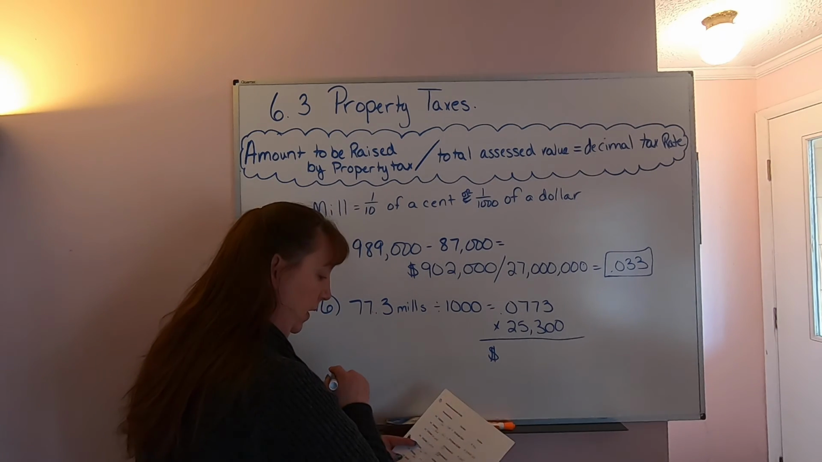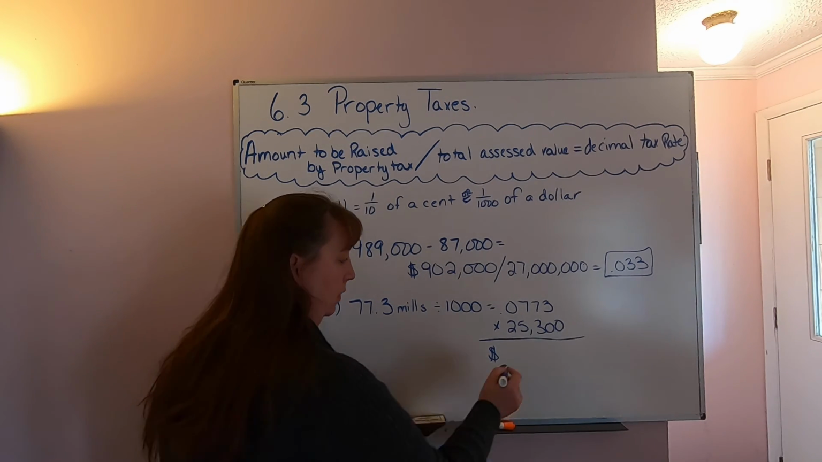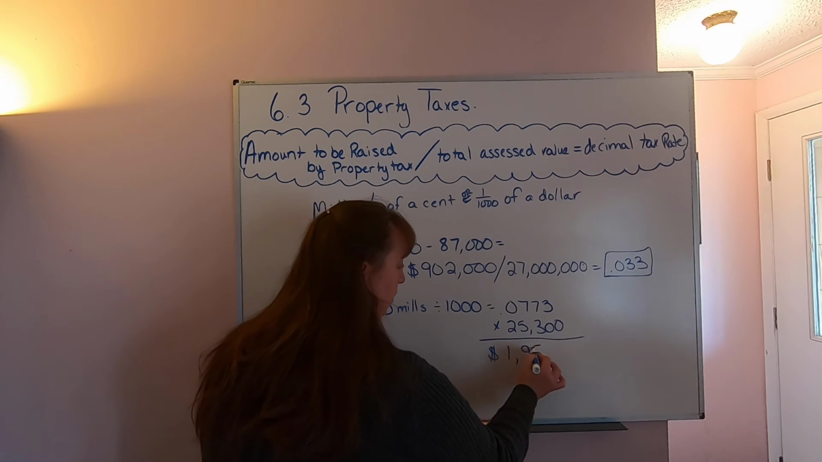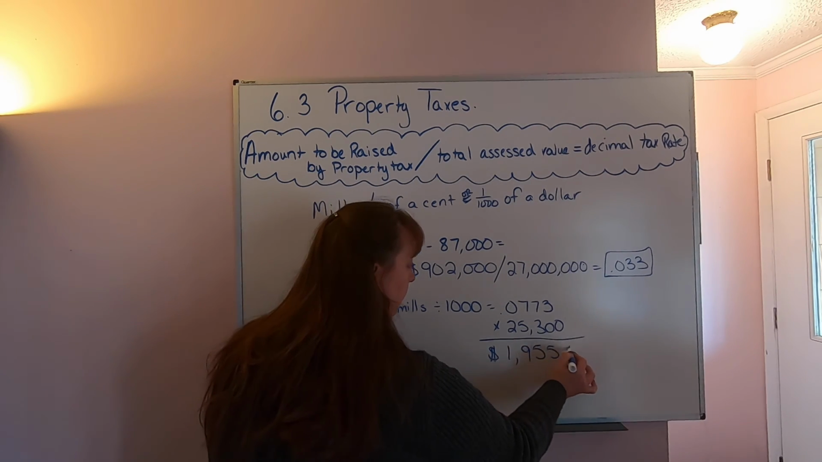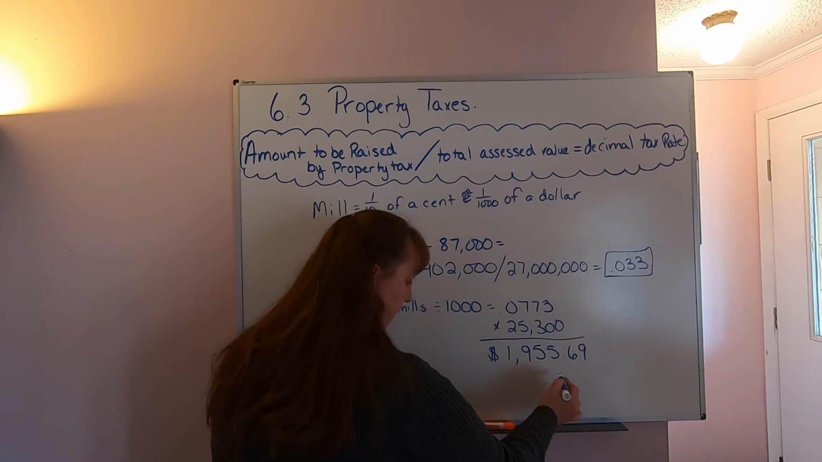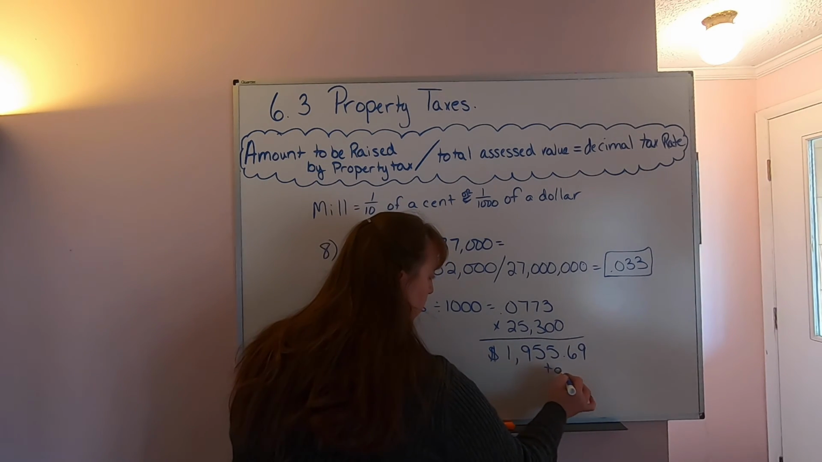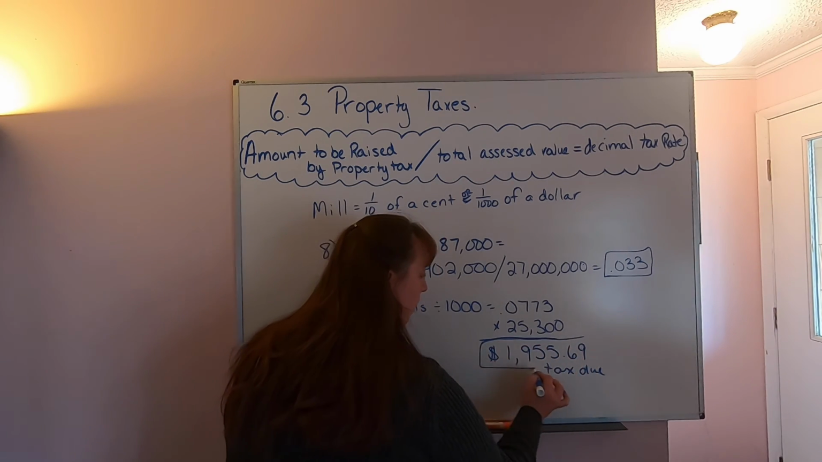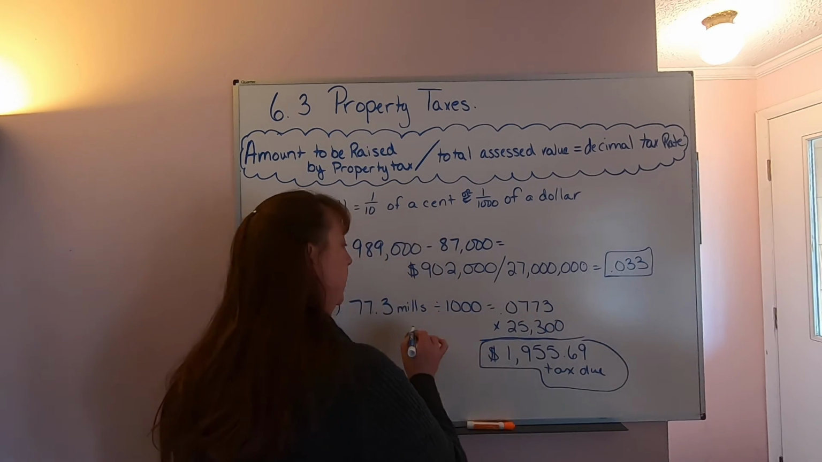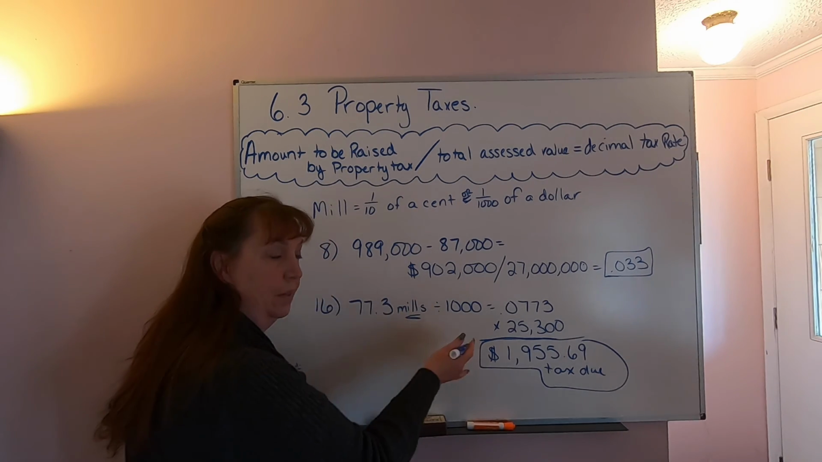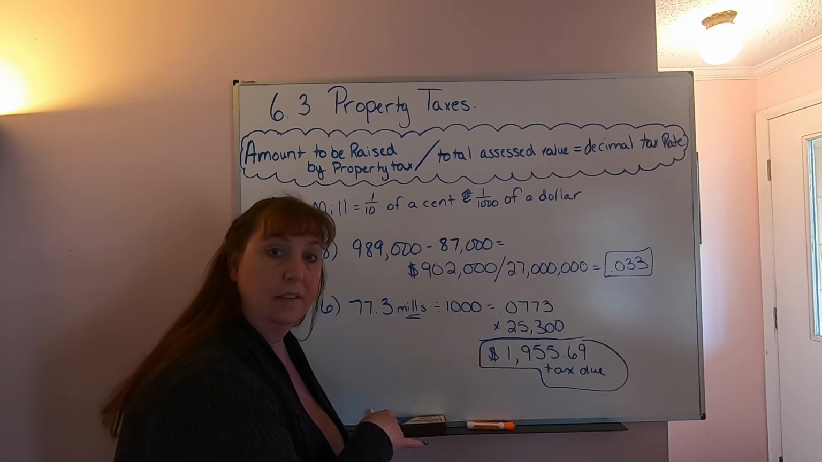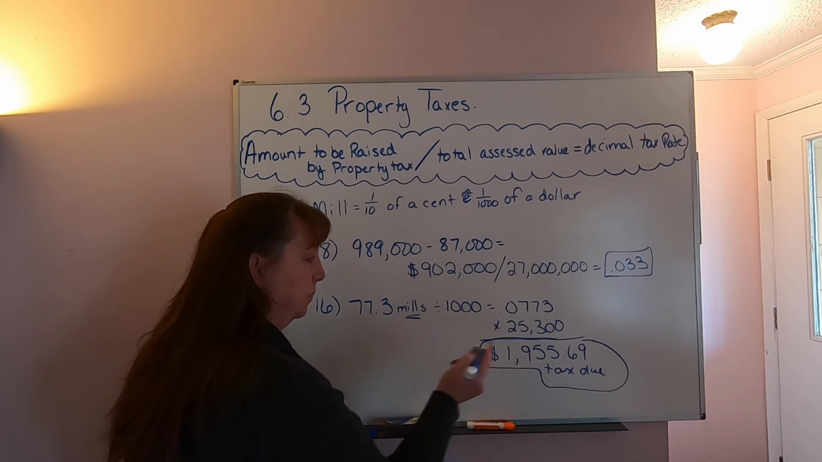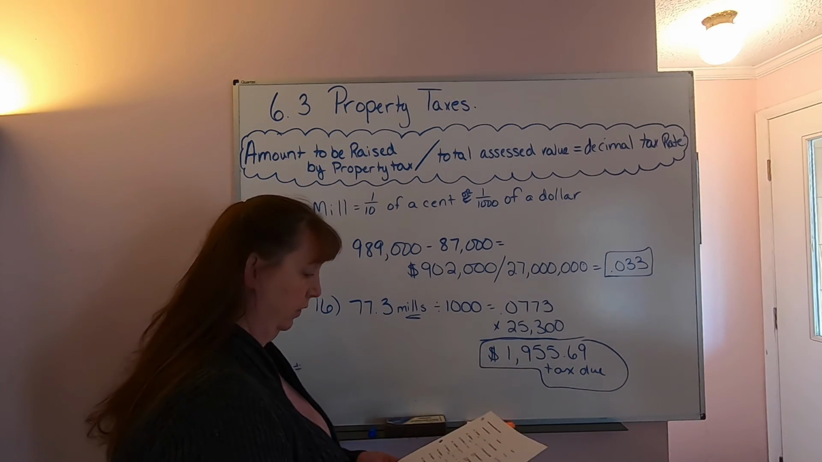So when you multiply that, you will get $1,955.69, and that is the tax due. So that is your answer. So remember, if it's in mils, you're going to divide by 1,000. If it's in cents, you're going to divide it by 100, and then times it by the assessed value.